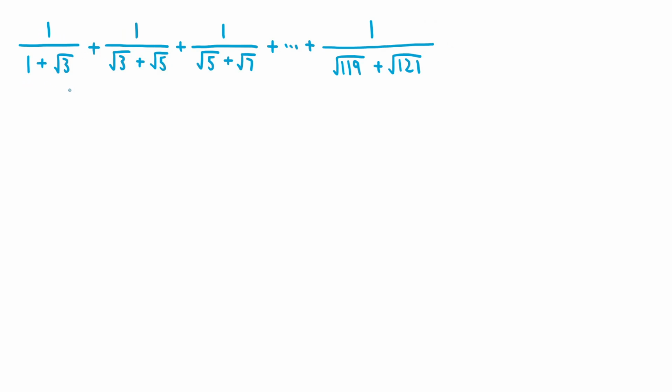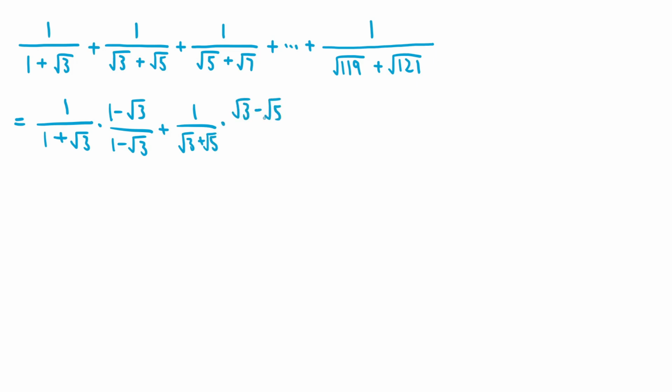1 over 1 plus square root of 3 plus 1 over square root of 3 plus square root of 5 plus 1 over square root of 5 plus square root of 7, and so on until plus 1 over square root of 119 plus square root of 121. So the first thing we should do is rationalize the denominator. So then this becomes 1 over 1 plus square root of 3 times 1 minus square root of 3 over 1 minus the square root of 3 plus 1 over square root of 3 plus square root of 5 times square root of 3 minus square root of 5 over square root of 3 minus square root of 5, and so on.